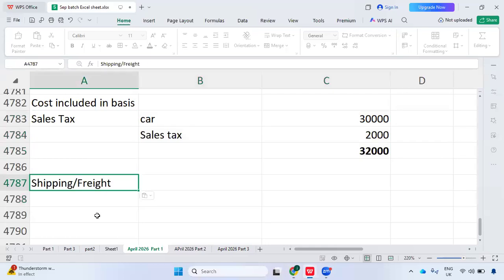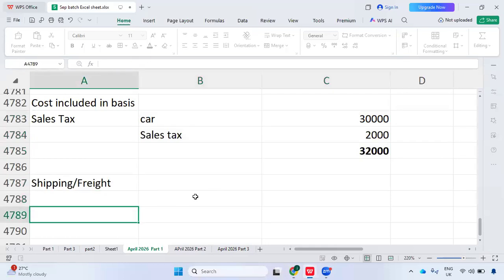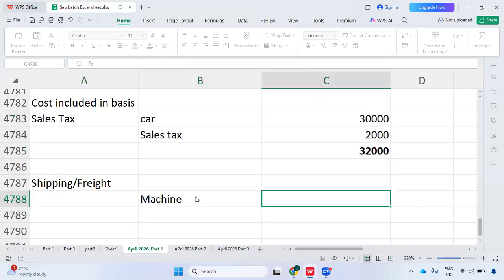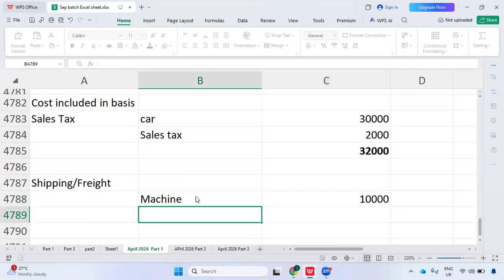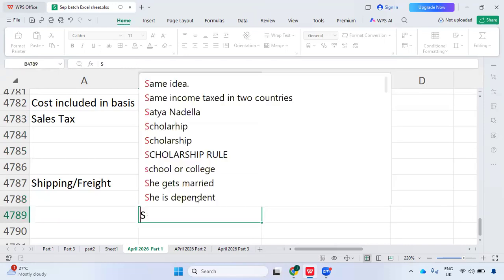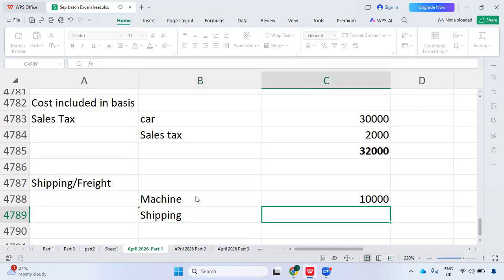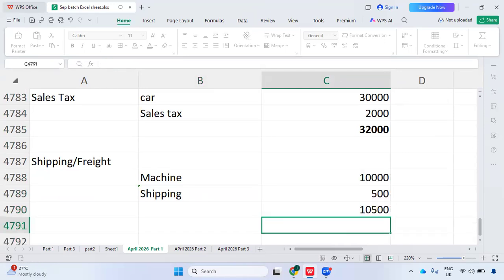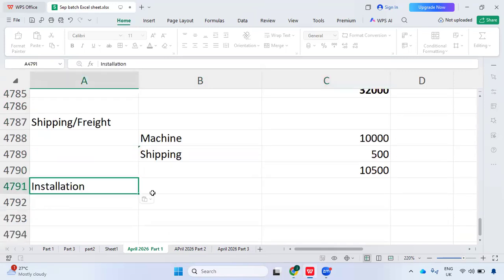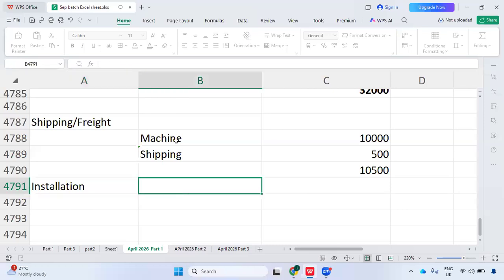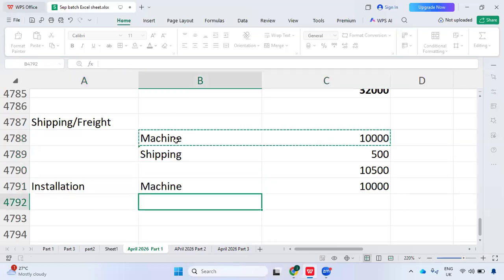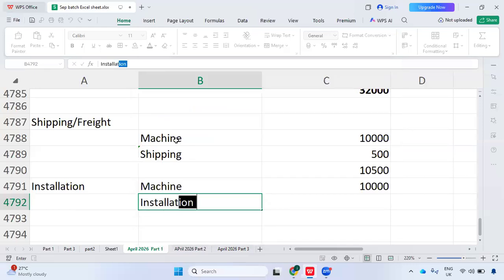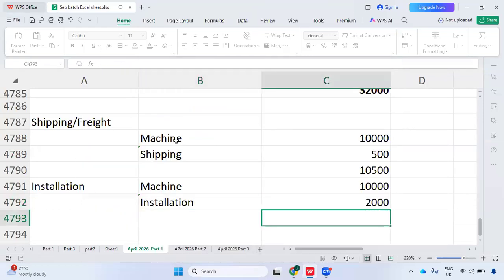First one is sales tax, and the second one is shipping or freight. Let's say a taxpayer bought a machine valued at around $10,000. To bring the asset to the business place, we need to pay some shipping expenses, let's say around $500. What is the basis in this case? The basis will be $10,500. Next, installation expenses. Let's say the taxpayer purchased machinery for $10,000, and installation costs around $2,000. Now what will be the basis? The basis in this case will be $12,000.